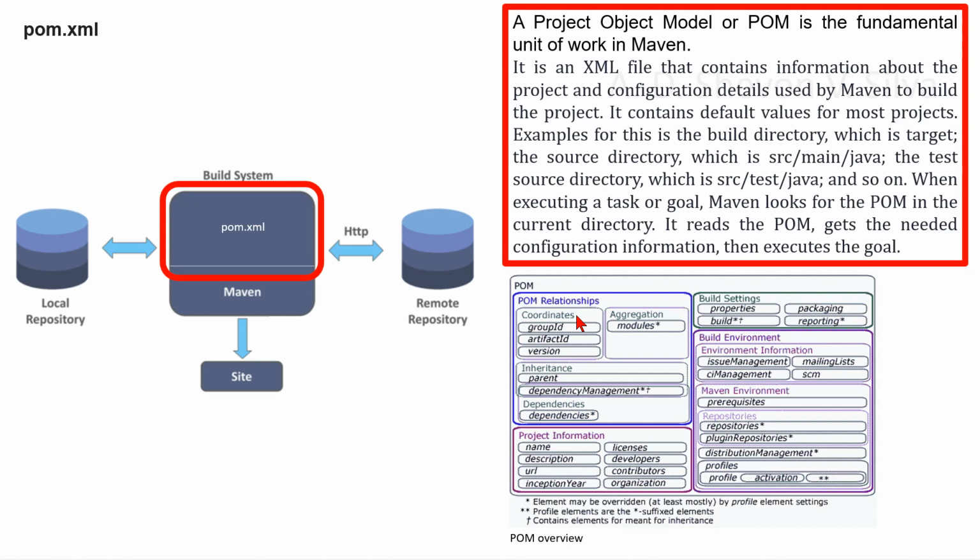groupId:artifactId:version are all required fields. The groupId and version do not need to be explicitly defined if they are inherited from a parent.